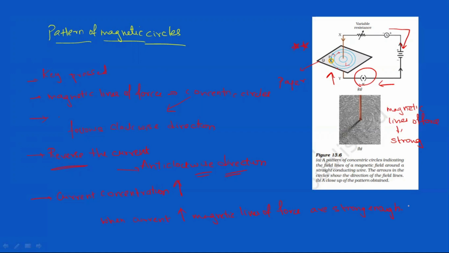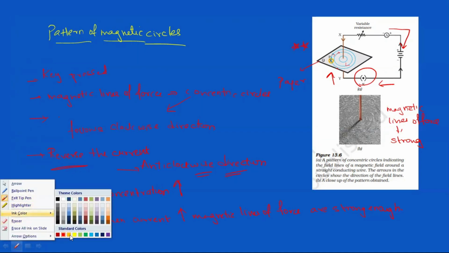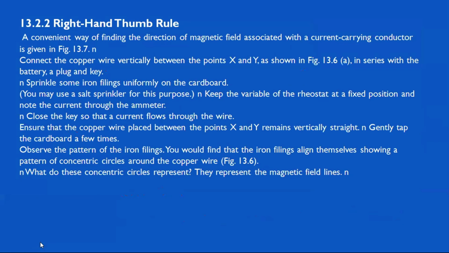So this is the next. We will study the right hand thumb rule. What is the right hand thumb rule? Suppose there is a magnetic field and a current carrying conductor. We learned that when the current carrying conductor is placed in the magnetic field, the field lines form. So you take the right hand and wrap it as shown in the figure like this.